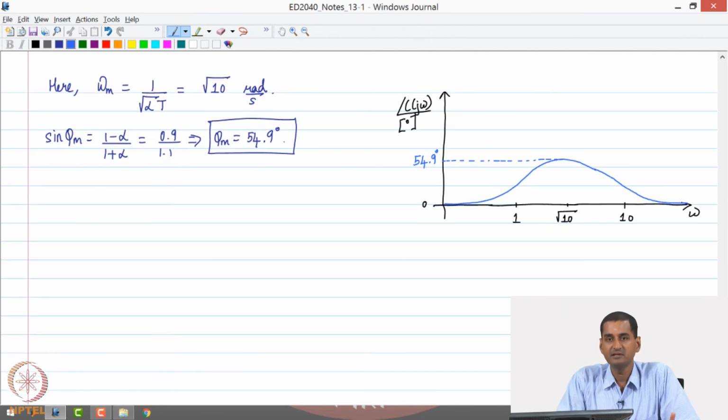In the next class, we will do a problem where we start with a given system and see how to design a lead compensator for a given set of performance specification requirements. We will go through all the steps and calculate the values of Kc, alpha and T to meet the given performance requirements. That is all for today's class. We will learn an example of lead compensation in the next class.